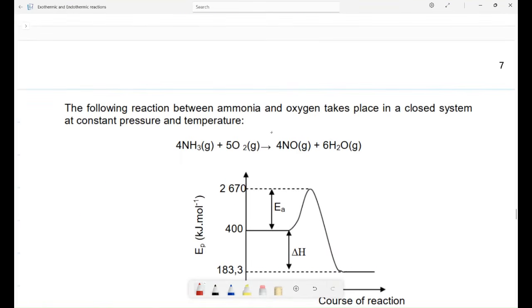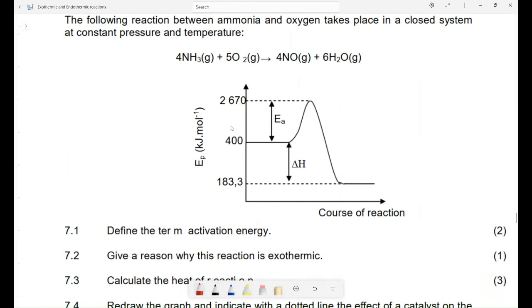The following reaction between ammonia and oxygen takes place in a closed system. So it means it is a reversible reaction, but now we are not sure of that. Always in grade 12 you'll encounter this, but in grade 11 it's fine. At a constant pressure and temperature, okay. Now, you see this is the activation energy. We are told this is change in H. We are given that this is exothermic, so we know our change in H will be less than 0, because this is an exothermic reaction. Then our EA like that. Now let's answer the question.